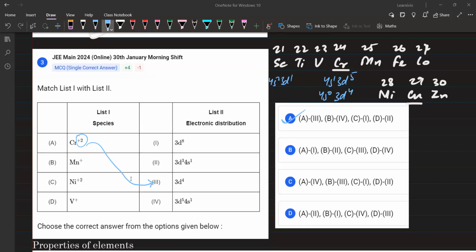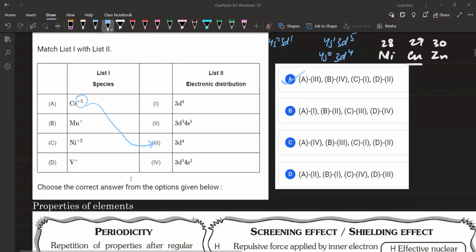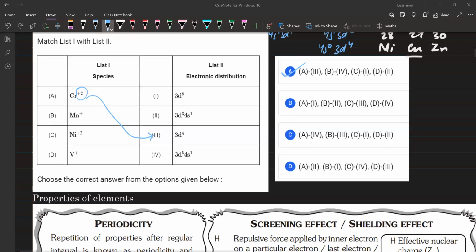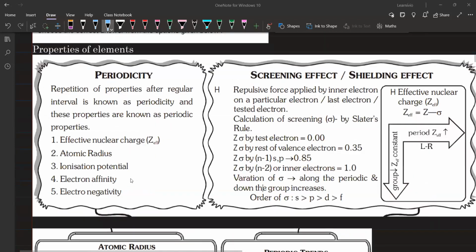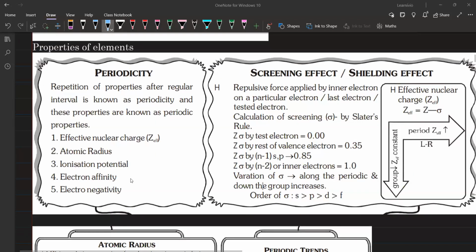Okay. Now let us move on to properties of elements. The different properties that we have to learn. The first is effective nuclear charge. It is important because effective nuclear charge affects all the other properties: atomic radius, ionization potential, electron affinity, and electronegativity. All of these four properties are affected by the effective nuclear charge.